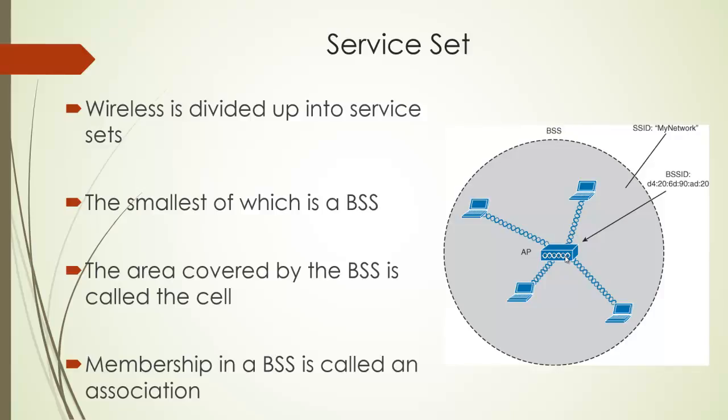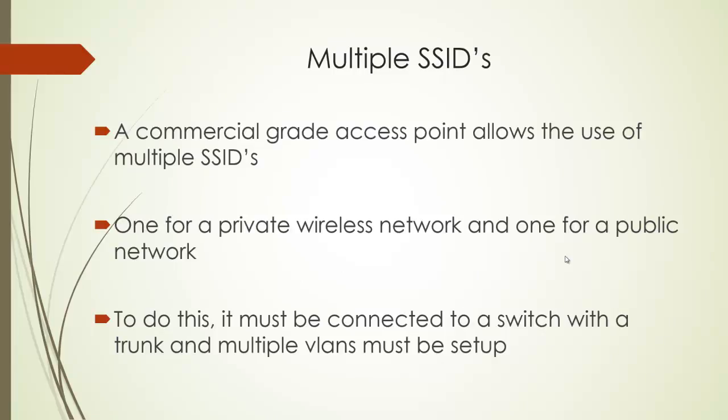All right, moving on. Multiple SSIDs. A commercial grade access point allows the use of multiple SSIDs, service set identifiers, or multiple networks on the same AP. The cheap ones that you buy, like the Linksys or whatever, you can only have one SSID.